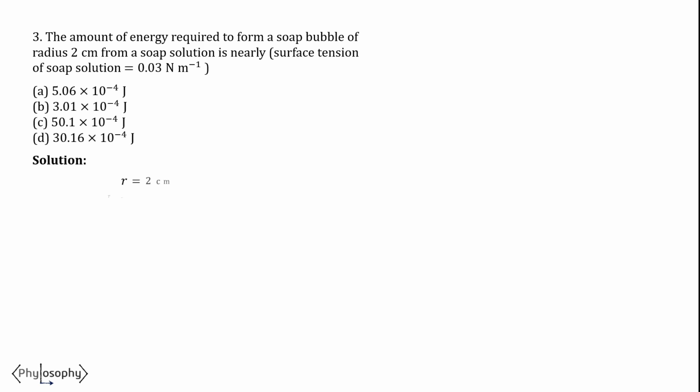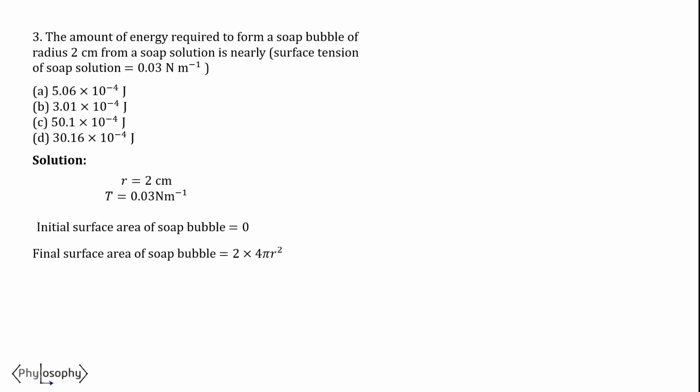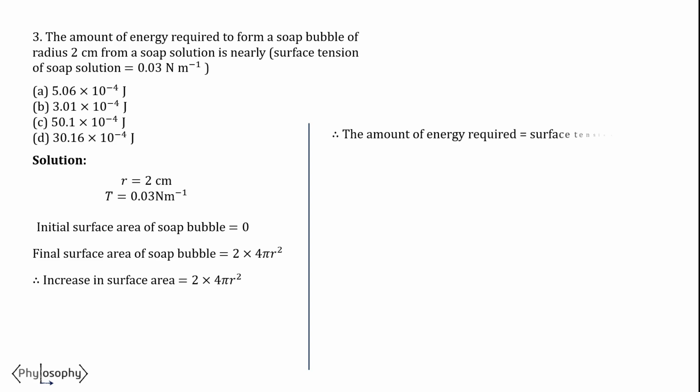So according to the question, the radius of the soap bubble is given, which is 2 cm, and the surface tension of the soap solution is 0.03 Newton per meter. Therefore, the initial surface area of the soap bubble is 0 and the final surface area of the soap bubble is 2 times 4 pi r square. Here the factor 2 comes as the soap bubble has 2 surfaces. Therefore, we can say the increase in surface area is equal to 2 times 4 pi r square. Now we know that the amount of energy required is equal to surface tension times increase in surface area, which is equal to T times 2 times 4 pi r square.